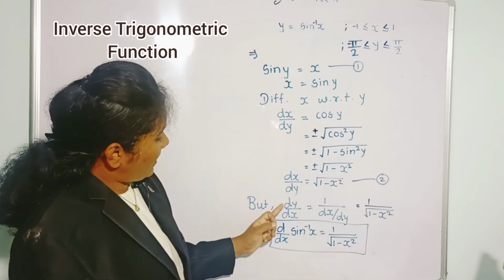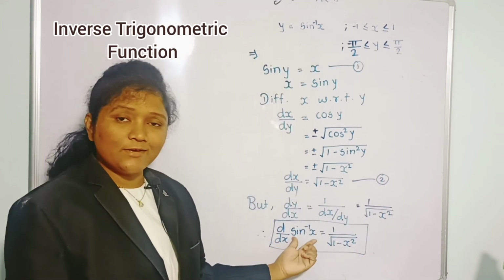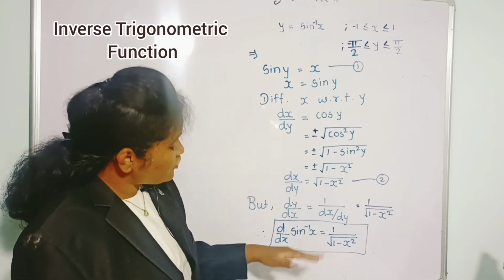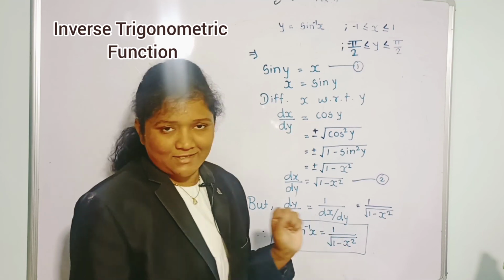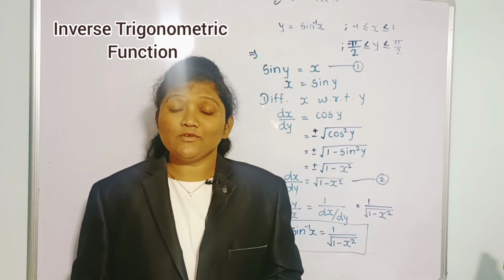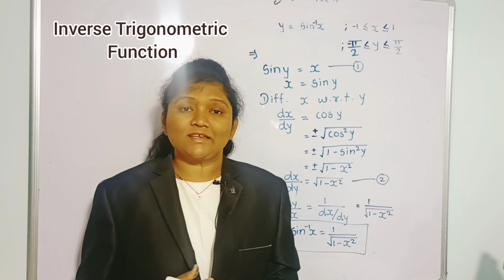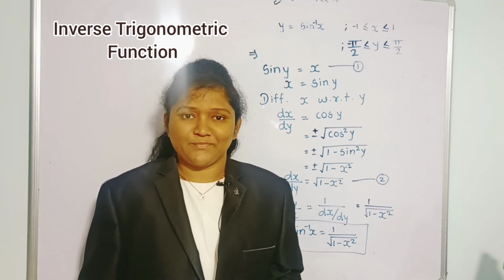Again, d by dx of y, which is sine inverse x, write down sine inverse x. After that, its value is 1 upon square root of 1 minus x square. In this way, we can find the derivatives of cos inverse x, tan inverse x, cot inverse x, sec inverse x, cosec inverse x, and so on.